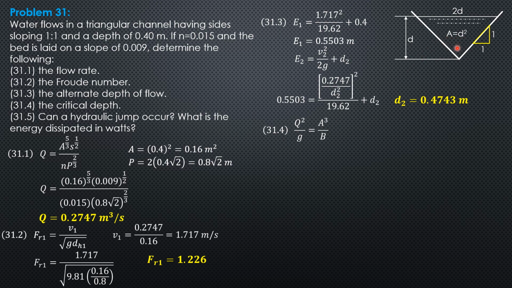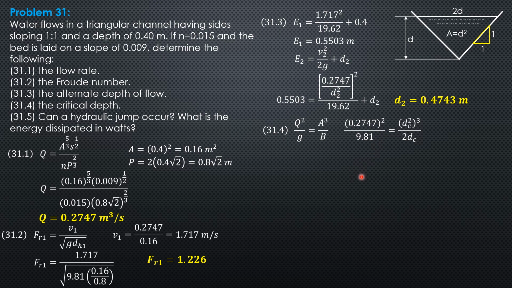Area is depth squared, so depth critical squared. Top width is 2 times depth critical, because this is the critical depth formula for non-circular, non-rectangular sections. So 0.2747 discharge squared over 9.81 equals depth critical cubed over top width 2 times depth critical. So 2 times 0.2747 squared over 9.81 equals depth critical to the fifth. Therefore, critical depth is the fifth root of 2 times 0.2747 squared over 9.81.